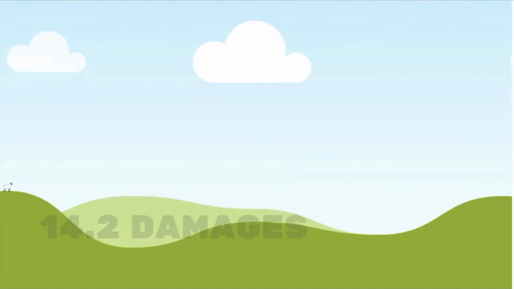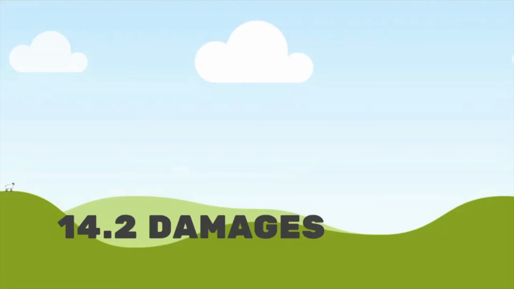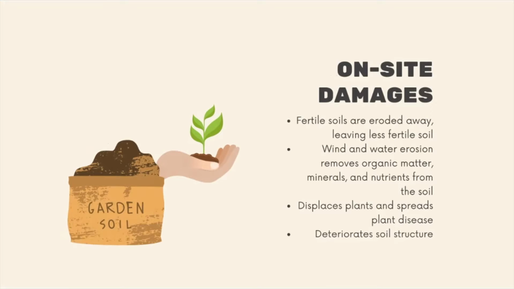Continuing on from the last section, here are more impacts of soil degradation. So there are on-site damages. Those are when fertile soils are eroded away, leaving the less fertile soil. And wind and water erosion can remove the organic matter, minerals, and nutrients from the soil. It can also displace plants and spread plant disease, and in general, it deteriorates the soil structure.